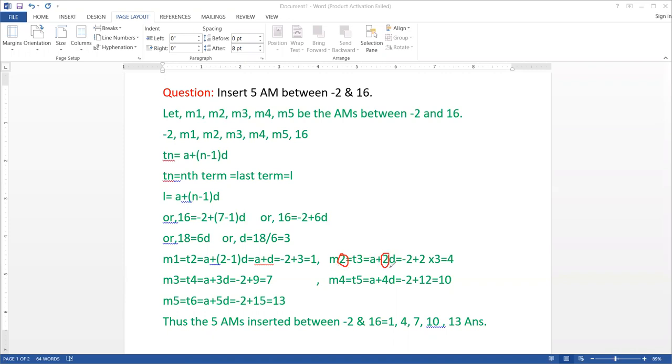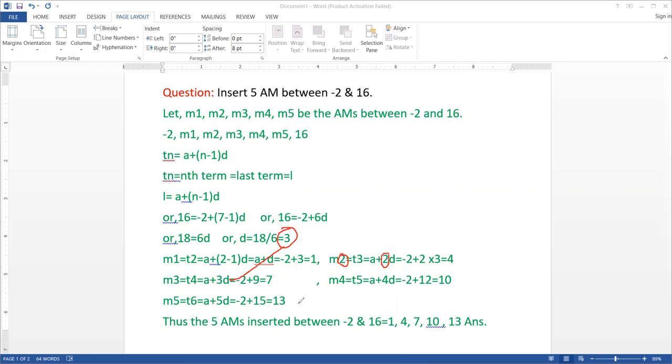So M2 equals T3, a plus 2d, that is -2 plus 2 into 3, that is 4. And after that, M3 is T4. T4 means a plus 3d, and a is -2, and d is 3, so 3 into 3 is 9, because we are substituting the value of d as 3 here. So -2 plus 9 is 7. And M4 equals T5, a plus 4d, that is -2 plus 12, because 4 times 3 is 12. So it's 10. And finally, M5 is T6, a plus 5d. So -2 plus 5 times 3, which is 15, so 13.